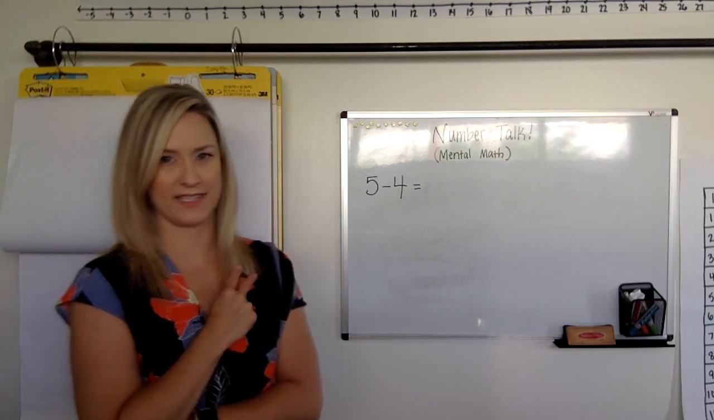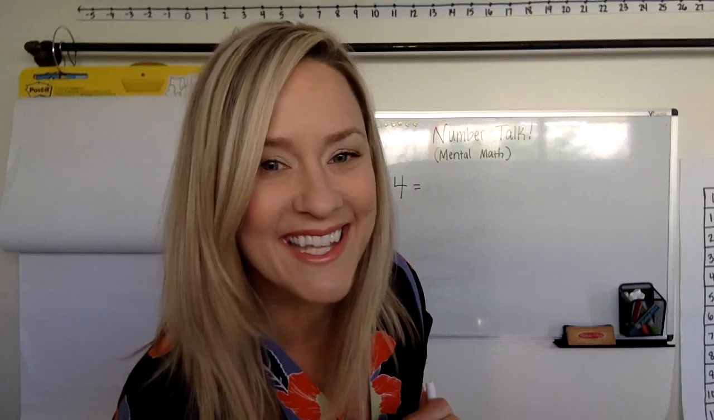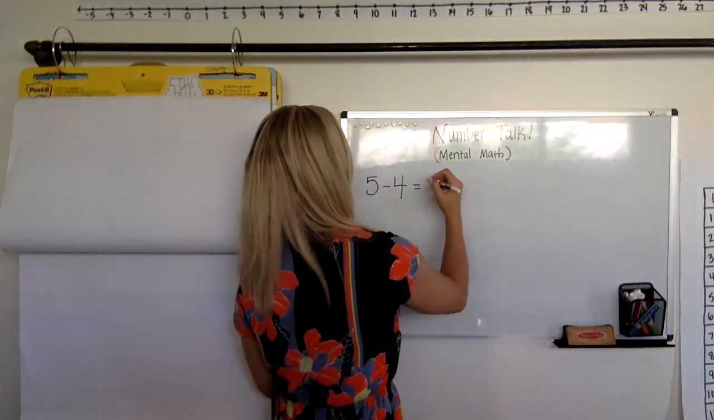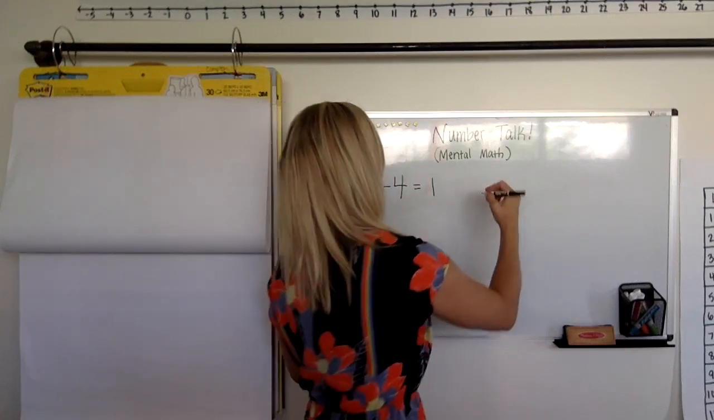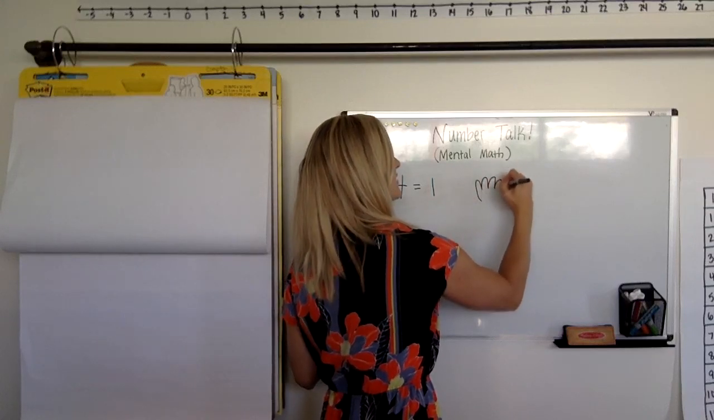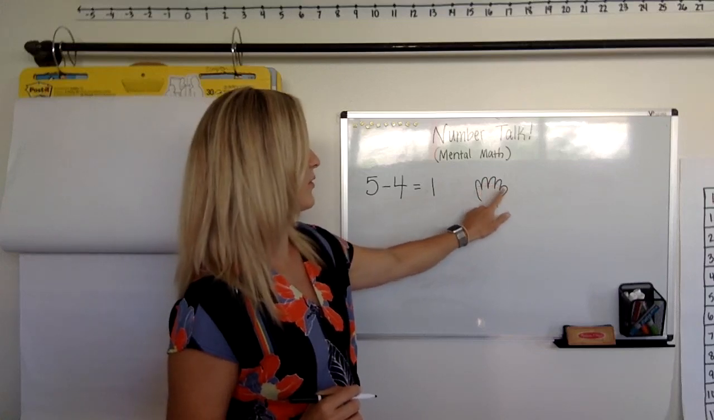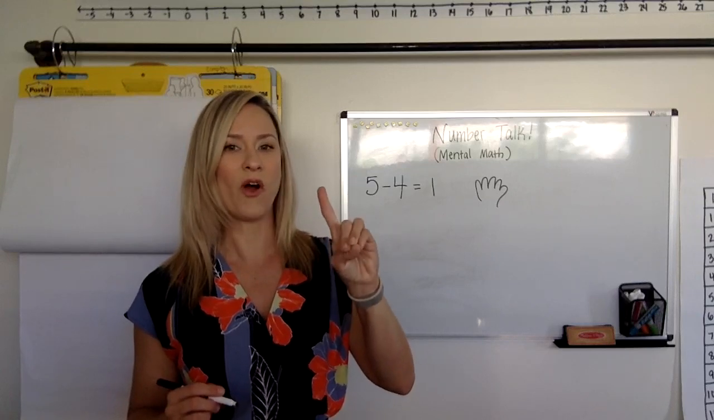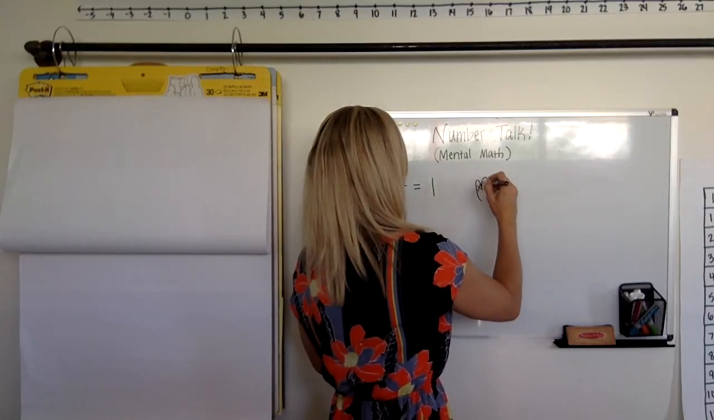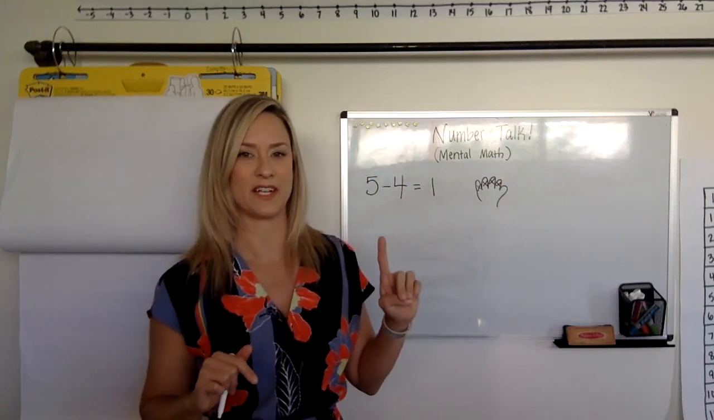I'm going to guess that you guys said 1 was the answer. Did I hear a 1 out there? Yeah, did I get it right? I think I did. Okay, so 5 minus 4 is 1. And I'm going to guess you were imagining your fingers. Okay, so let's see. 1, 2, 3, 4, 5. All right, if you have 5 fingers, and you take away 4 of them, 1, 2, 3, 4, you're left with 1 finger.